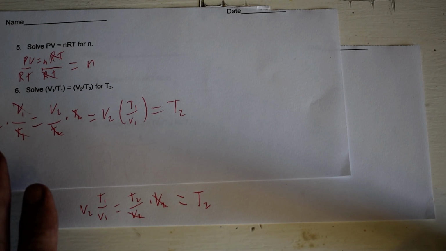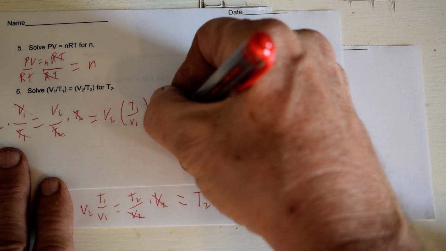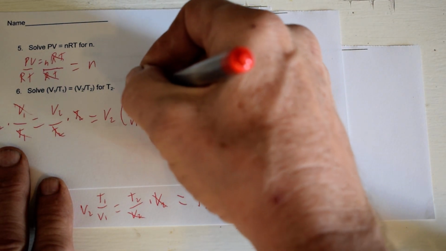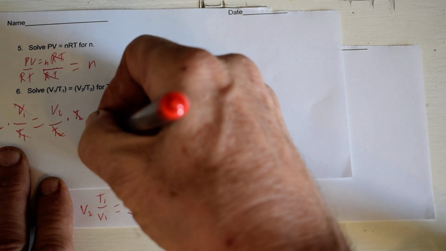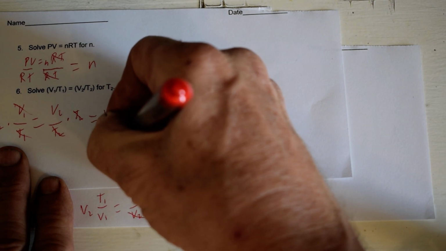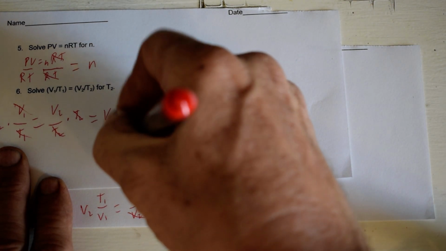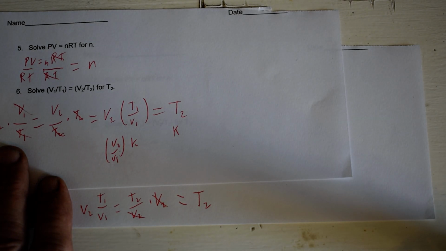We can also check our units. So T2 is going to be Kelvin, T1 is Kelvin, and V2 over V1, this has to have matching units to cancel off. So we'll end up with Kelvin for the proper unit for our answer.